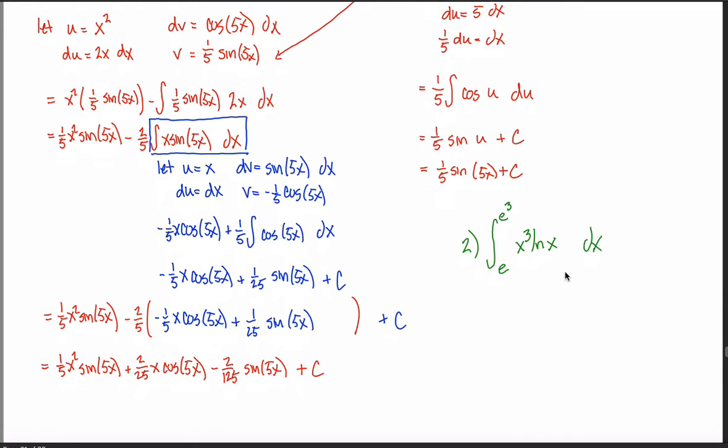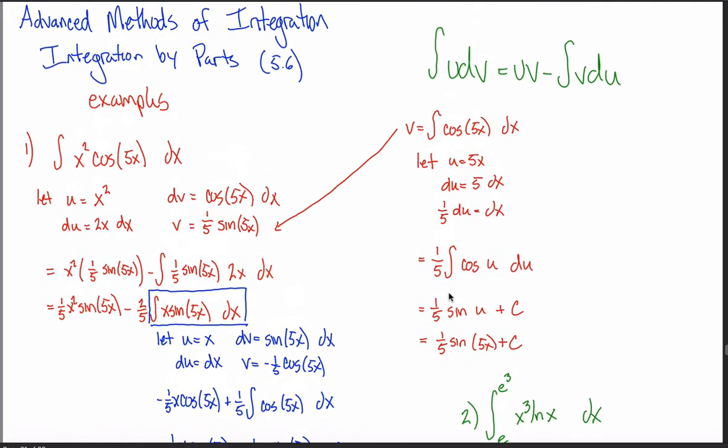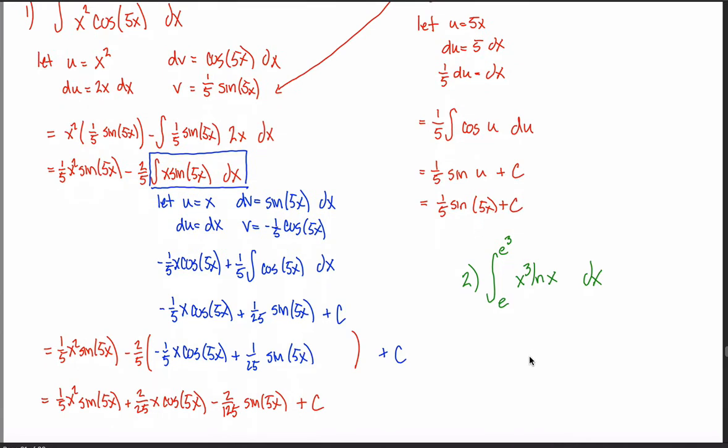My obnoxious answer is probably, well, repetition. Do a whole bunch of these and you'll start to recognize things. But maybe a better answer for the student for how you would know that u cannot be x cubed is if u is x cubed down here, then dv has to be the natural log of x. If dv is the natural log of x, you got to figure out v. Question, what's v? What's the antiderivative of the natural log of x? And you're like, easy, it's 1 over x.